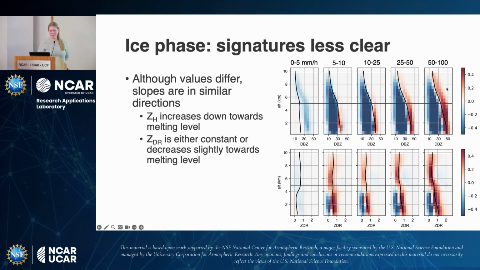So now we're going to focus above the black line here. We're going to look in the ice phase. And we see that the values themselves are certainly stronger in the reflectivity and ZDR, but the slopes are pretty similar between the heavy rain and light rain. So we have increasing reflectivity towards the melting level, and ZDR is either constant or negative.